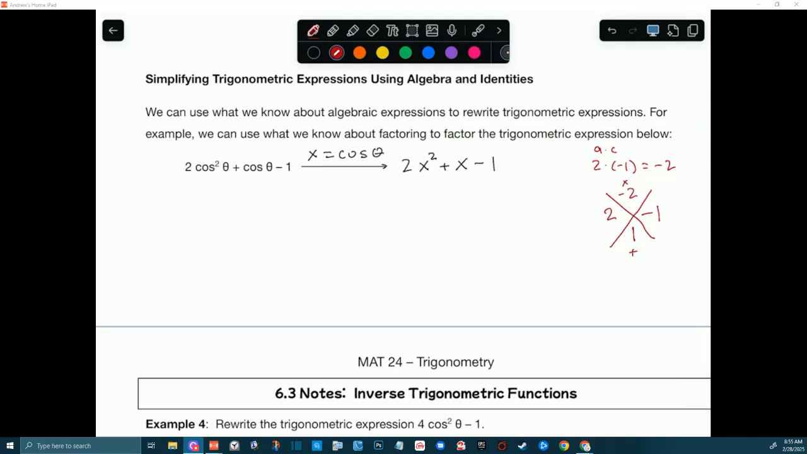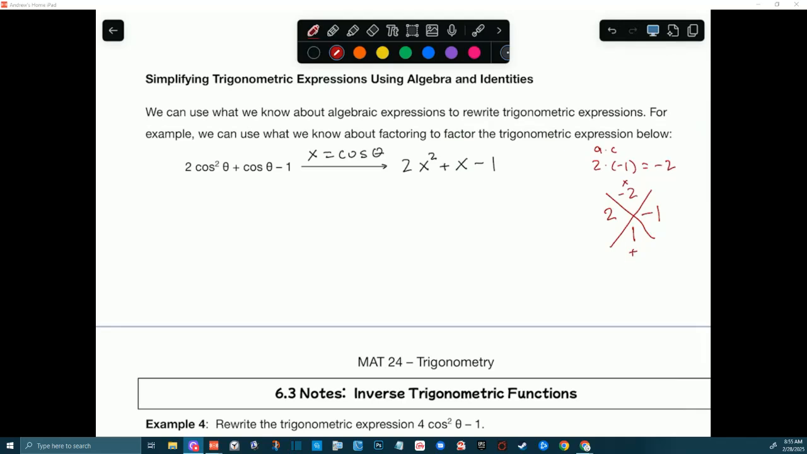We take those numbers and we use them to split up our middle term into 2 pieces, 2x minus 1x. When we do this, you always want to put the bigger absolute value first. So 2x is going to come before minus 1x. Even if the signs were reversed, this one would still come first because the absolute value 2 is bigger than the absolute value 1.